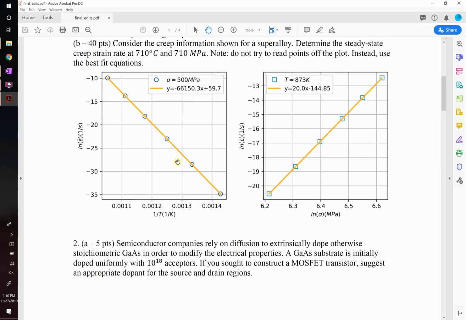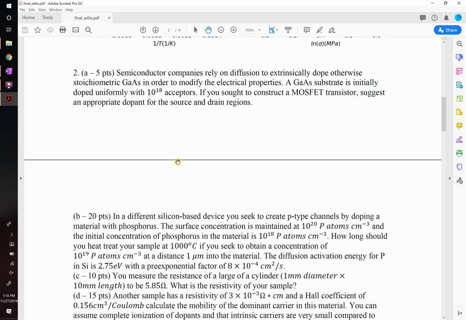All right, this one says, a semiconductor company relies on diffusion to extrinsically dope otherwise stoichiometric gallium arsenide. When we say gallium arsenide is stoichiometric, it just means it's pure, no dopants, right? If you choose to dope it, you're going to modify its electronic properties because it's a semiconductor. We're extrinsically doping it. It says a gallium arsenide substrate is initially doped with 10 to the 18 acceptors. If you sought to construct a MOSFET transistor, suggest an appropriate dopant for the source and drain regions.